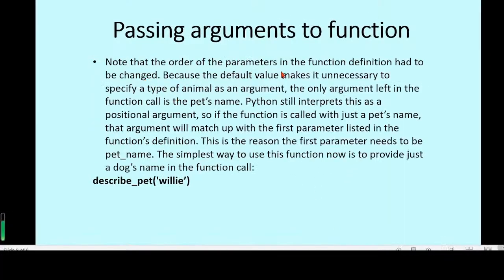Note that the order of the parameters in the function definition had to be changed because the default value makes it unnecessary to specify a type of animal as an argument. So the only argument left in the function call is the pet's name. Python still interprets this as a positional argument. So if the function is called with just a pet's name, that argument will match up with the first parameter listed in the function's definition. This is the reason the first parameter needs to be pet name. And the simplest way to use this function now is to provide just a dog's name in the function call.